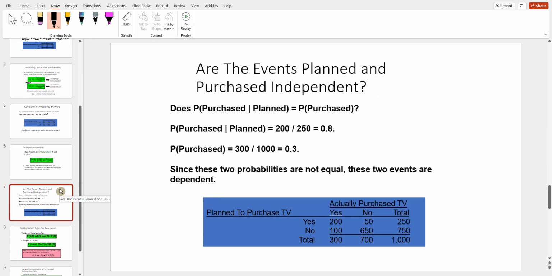Let's check to see whether or not these two are independent. We're going to calculate the probability that you purchased a TV given that you have planned to purchase, and then the probability that you purchase a TV. So we already calculated purchase given plan. We said that was 0.8. The probability that you actually purchased a TV is 300 over 1,000. That gives me 0.3. Since these two are not equal, that means these two events are dependent on each other.